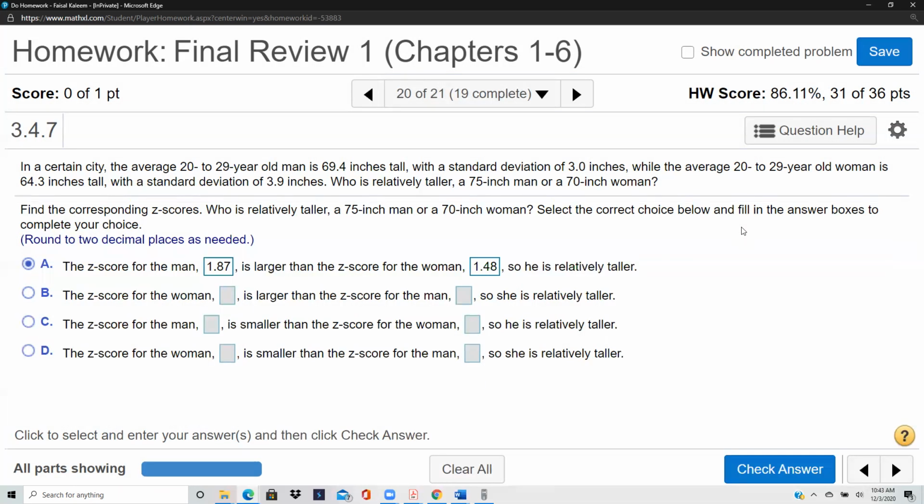Let's see. 70 minus 64.3 is 5.7. 5.7 over 3.9. 1 point, or 6, yeah.